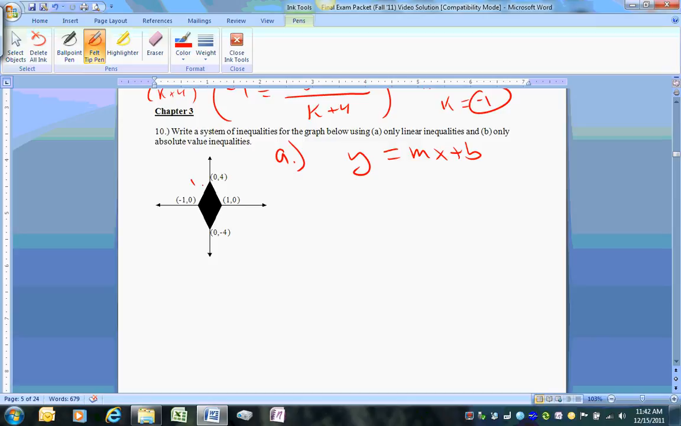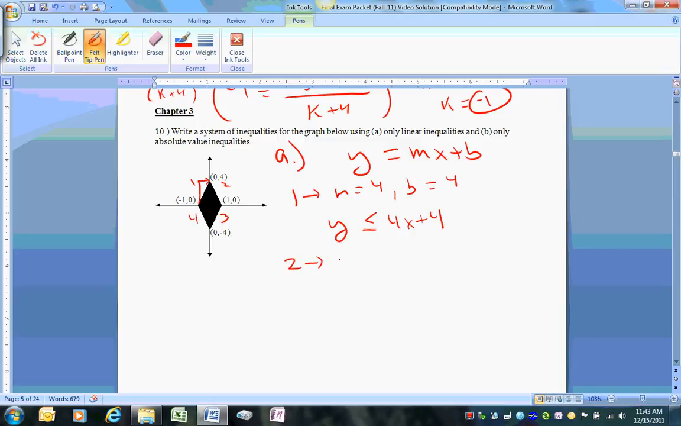If I label this as 1, 2, 3, 4, for the first line, we know the slope is 4, and the y-intercept is also 4. And you can tell the slope is 4 because you have to rise up 4 and move right 1. And the shading's below, and we can assume that the line's solid if we don't see anything dashed. So it's less than or equal to 4x plus 4.